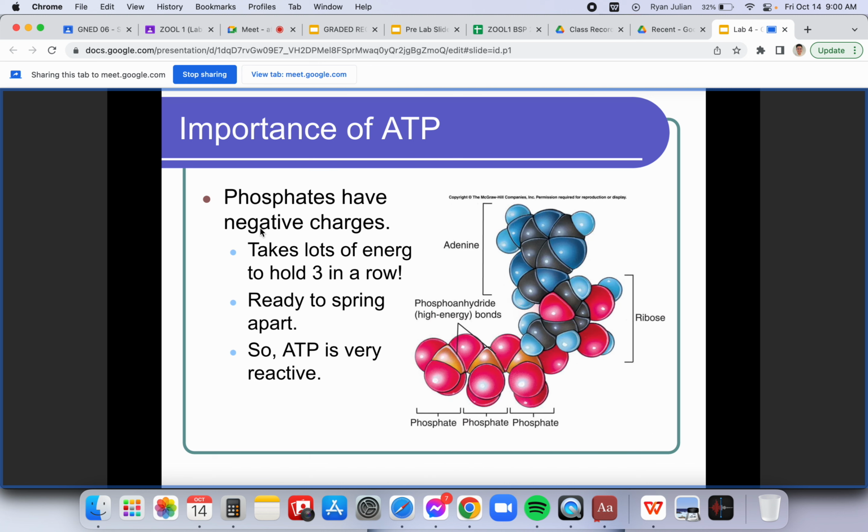Phosphates have negative charges, not positive. It takes a lot of energy to hold three phosphates in a row. It is now ready to spring apart, and that is why ATP is very reactive to various chemical reactions and cellular processes. This image or model that you are seeing right now shows the structure of ATP, wherein carbon is shown in black, nitrogen in blue, oxygen in red, and phosphorus in orange, comprised of adenine, ribose, and a triphosphate group, which are exemplified on the lower portion of the section of ATP.